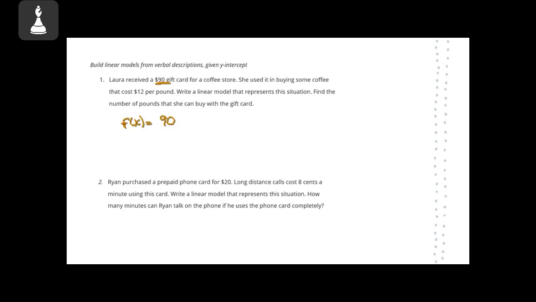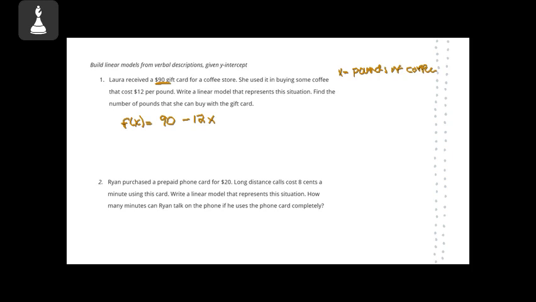When you purchase something on the card, the value of that purchase is deducted from the total value on your gift card. So that means I'm going to subtract $12 for every pound of coffee I buy. So x equals pounds of coffee. So we started with $90, and I'll subtract $12 for every pound of coffee I buy. That is our function.